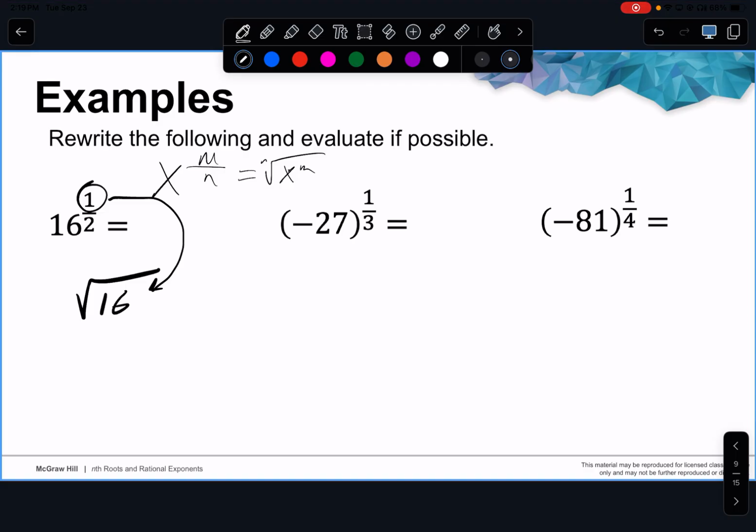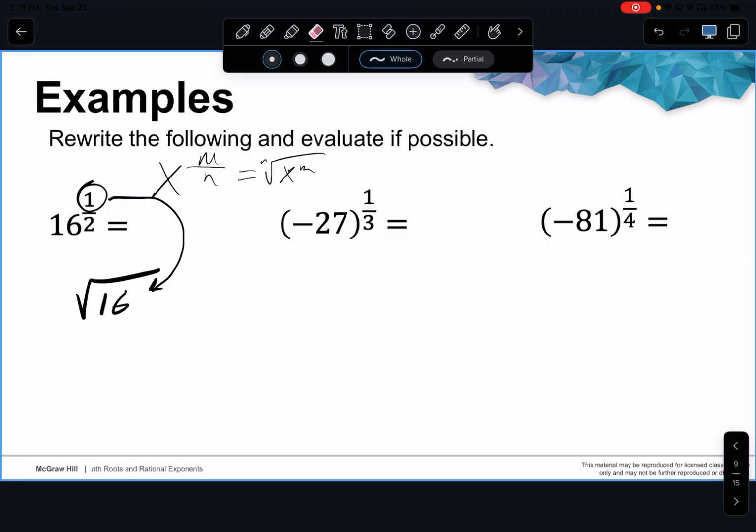And then where's the 2 go? Yeah, that becomes our what? What word do we use? It becomes the index. Okay? That becomes the index. And with square root, we don't really write it, right? We don't show that because it just kind of defaults as square root. So that's how we would write that in a technical way.